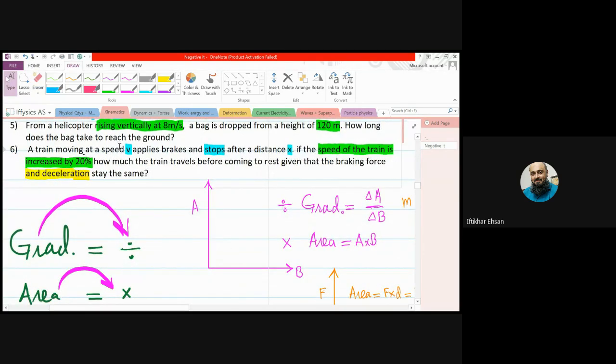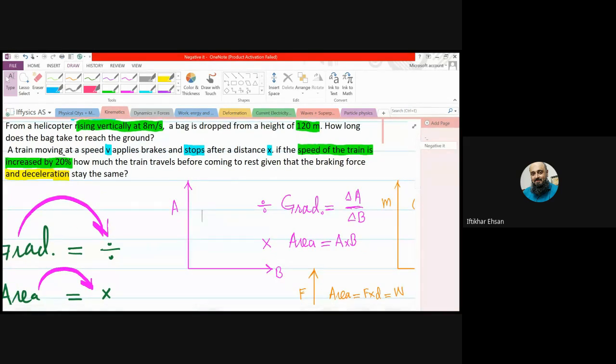A train moving at speed v applies brakes and stops after covering a distance x. This is the stopping distance. If the speed of the train is increased by 20%, the initial speed, obviously now it is faster, how much will the train travel before coming to rest, given the braking force and deceleration stay the same? Means again you apply the brakes, and now you have to find how far it will travel before coming to rest, right?